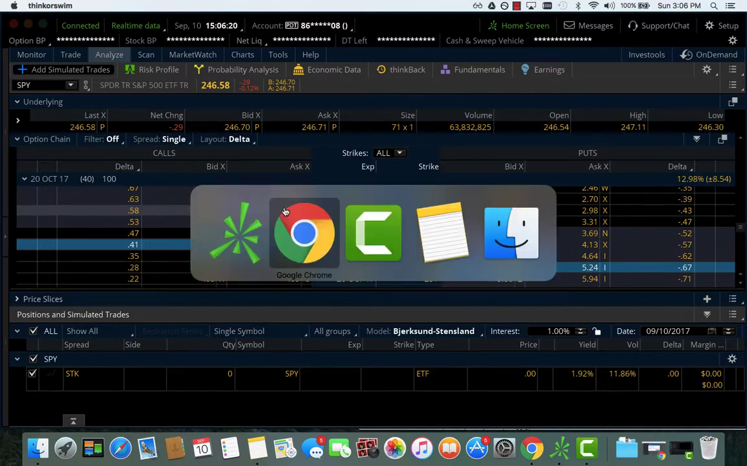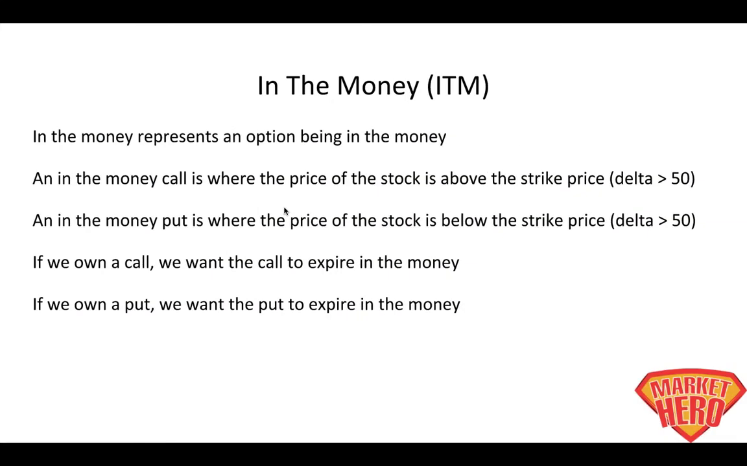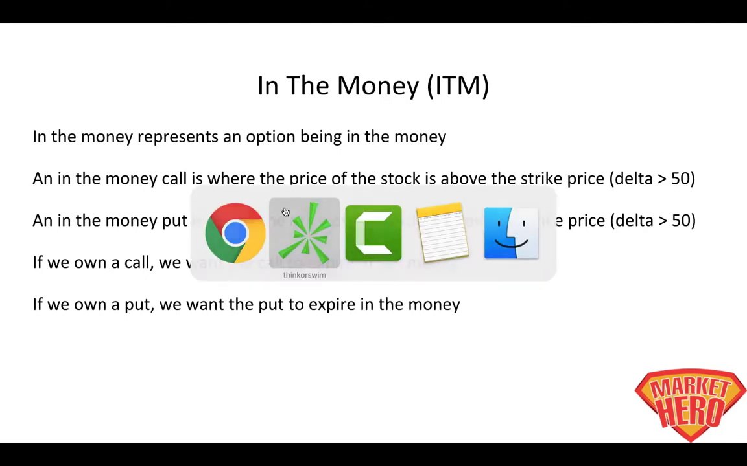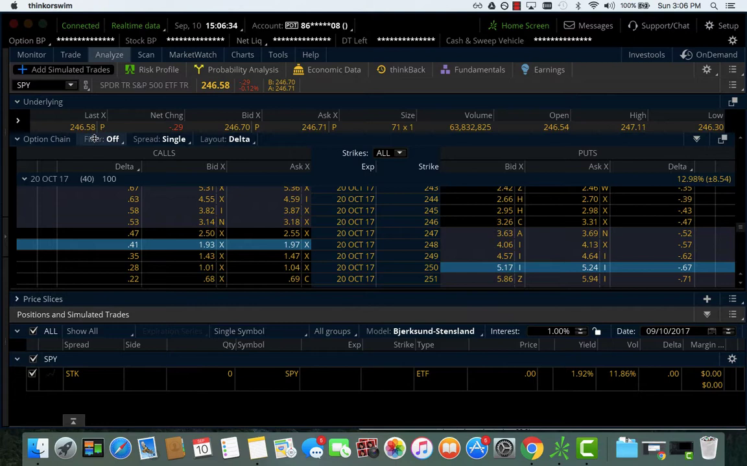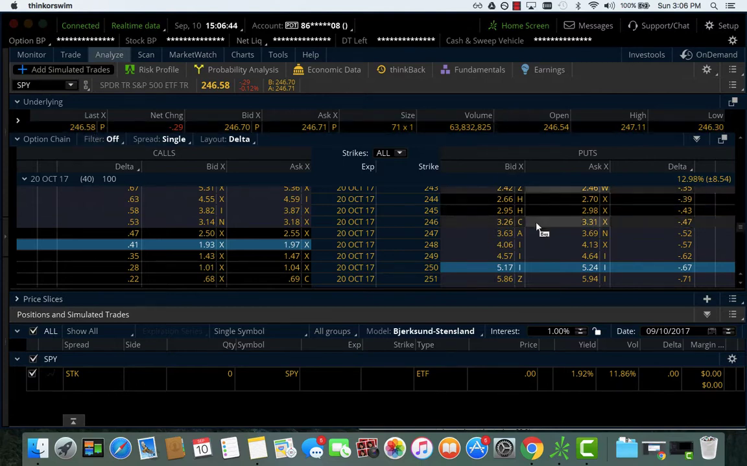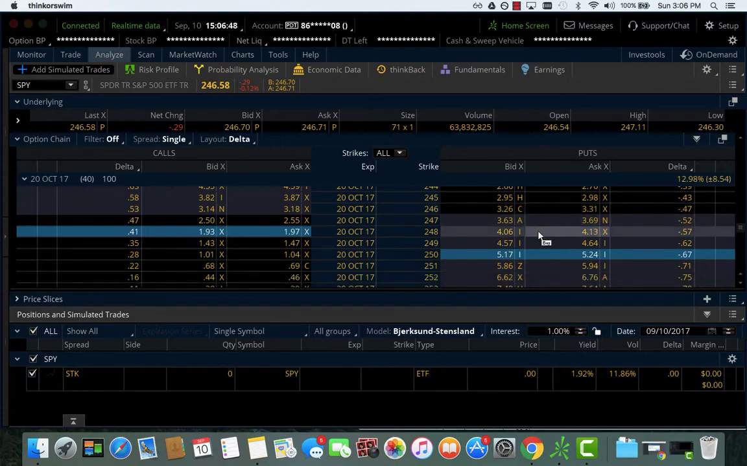At the same time, on the put side, an in the money put is where the price of the stock is below the strike price. So again, anything that has a delta greater than 50 on the put side. Right now, the price of SPY is 246.50, and again, an in the money put is where the price of the stock is below the strike price. So if we find all the strike prices that are above that, those are the in the money puts. So anything from 247 up.